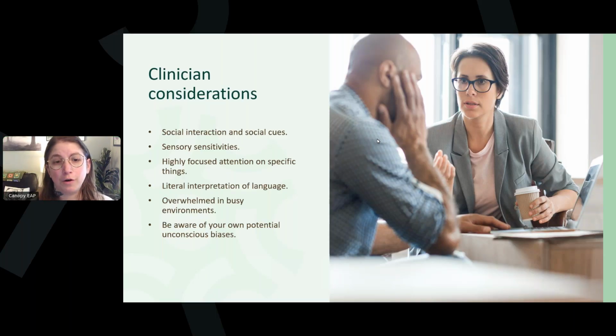Again, also being aware of our own unconscious biases. We'll talk more about that in a little bit. That, of course, is not just around neurodiversity. That's in general, but I think it's always that reminder as clinicians, we can always pay more attention to those potential biases, assumptions, our own version of normal, that we can be unintentionally projecting.